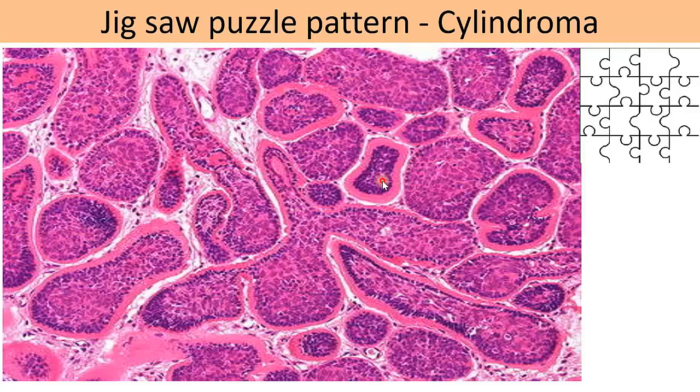Then we have another pattern which we see in tumors, especially in cylindromas, which occur on the scalp, where the cell groups fit with each other like a jigsaw puzzle. Here we see a jigsaw puzzle pattern in which these blocks fit into each other. We can see the molding of the shape of this nest. It is molding according to the shape of this nest. So this is called jigsaw puzzle pattern, and this is characteristic of cylindroma.